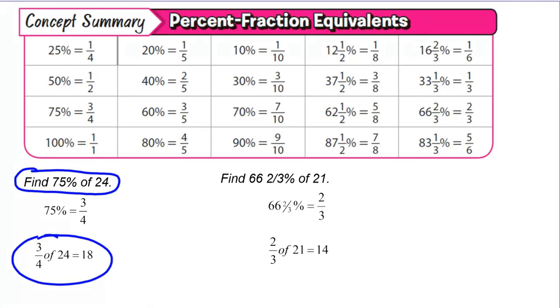Next one, find 66 2/3% of 21. Well, 66 2/3% is 2/3 as a fraction. So really we're finding 2/3 of 21, and 1/3 of 21 is 7. So 2/3 of 21 would be 14. So a couple examples there of just using the fraction equivalent to find the percent of a number quite easily.